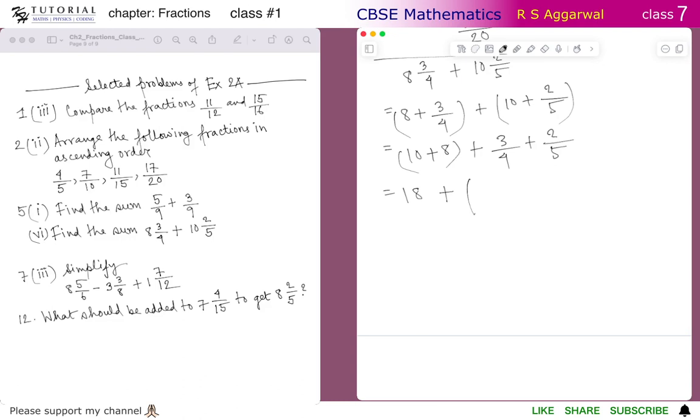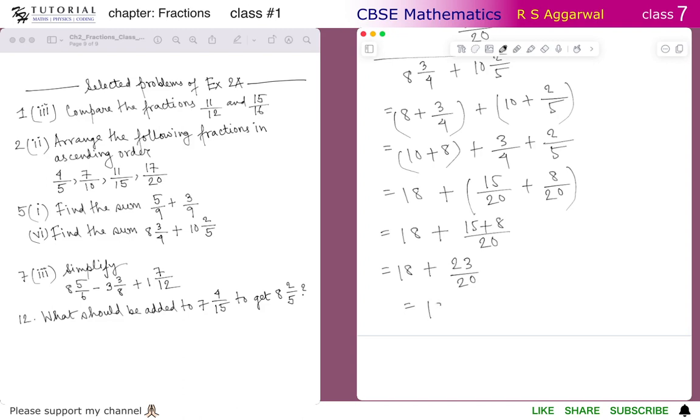So this will become 15 by 20 plus 8 by 20. So I have converted the fractions 3 by 4 and 2 by 5 to equivalent fractions, so that they have the same denominator 20. 20 is the LCM of 4 and 5. So this is 18 plus 15 plus 8 by 20. This is 18 plus 23 by 20.